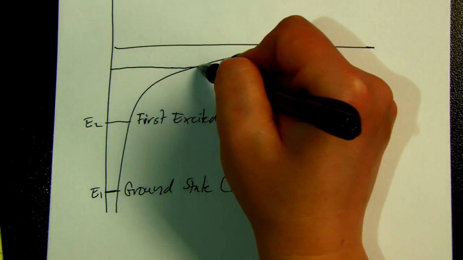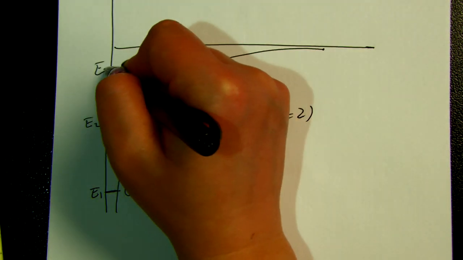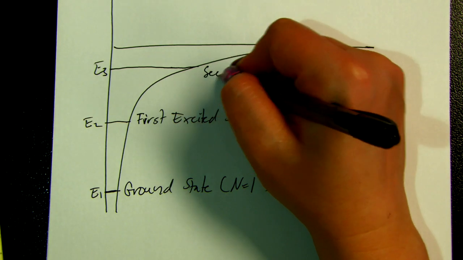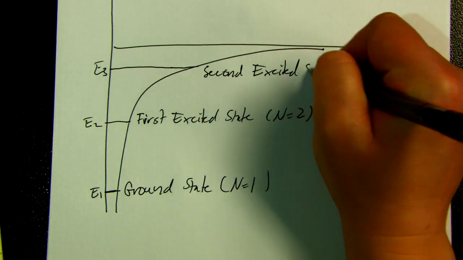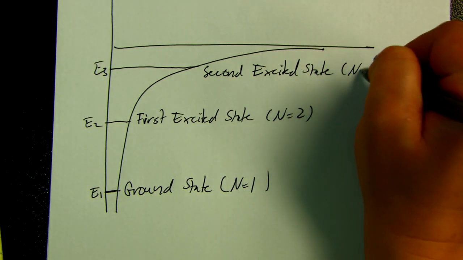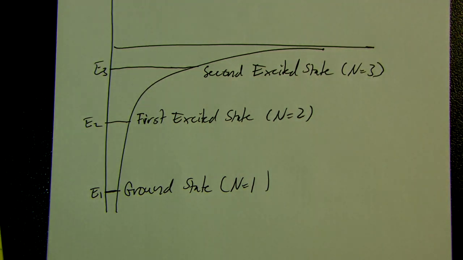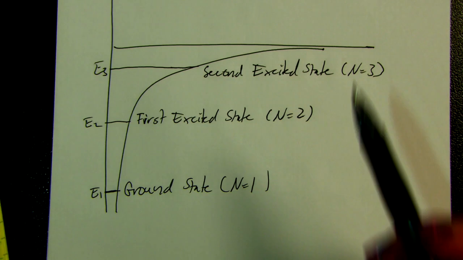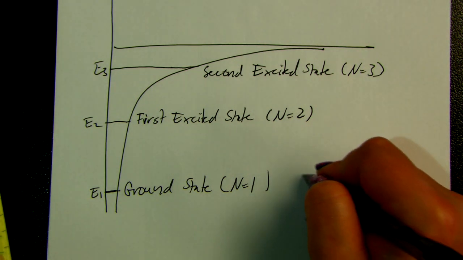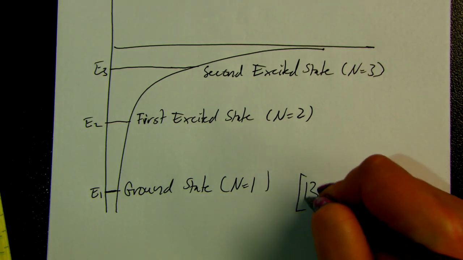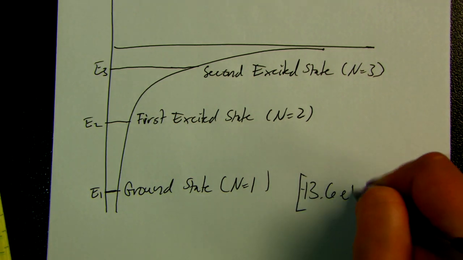And then it would follow for the third state, that would be the second excited state, which is n equals 3, and so on and so forth. So make sure that you're reading your problems very carefully, so that if you see something like the third excited state, that would be the n equals 4 energy level. And then of course for the hydrogen atom, minus 13.6 would be ground.